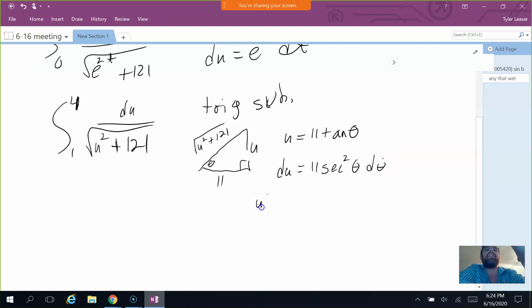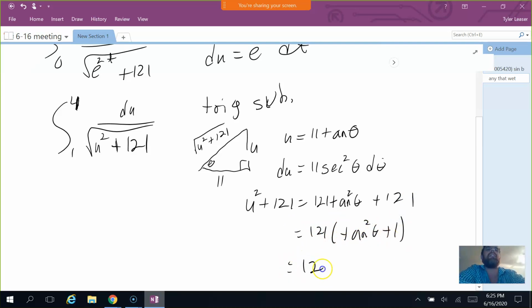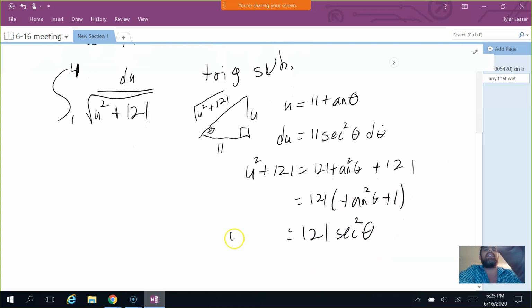Another thing that we would probably need at some point is u squared plus 121 all inside of a square root. Not even inside the square root yet. Let's just put it outside the square root and see what we can get. So let's just figure out what u squared plus 121 is. Substituting in u, which is 11 tangent theta, we get 121 tangent squared plus 121. If I factor out 121, I get tangent squared plus 1. With the Pythagorean theorem, tangent squared plus 1 is the same thing as secant squared. All right, so what we get is that u squared plus 121 is the same thing as 121 secant squared.